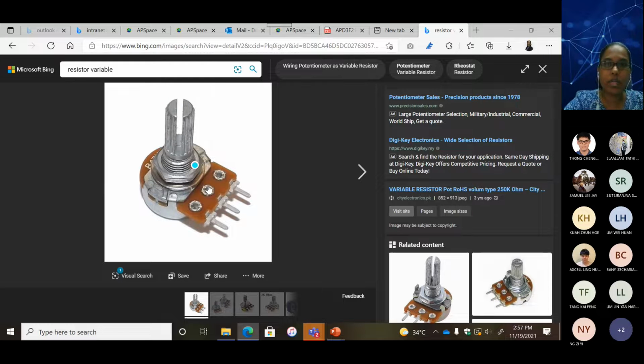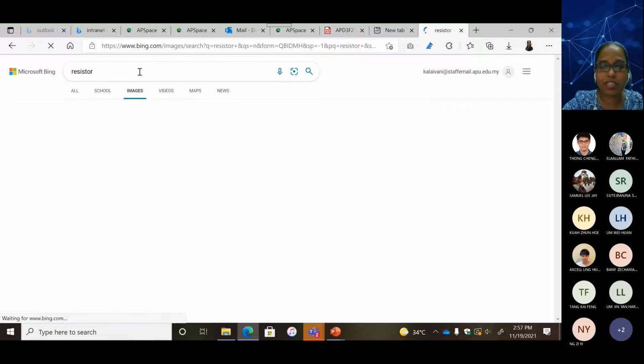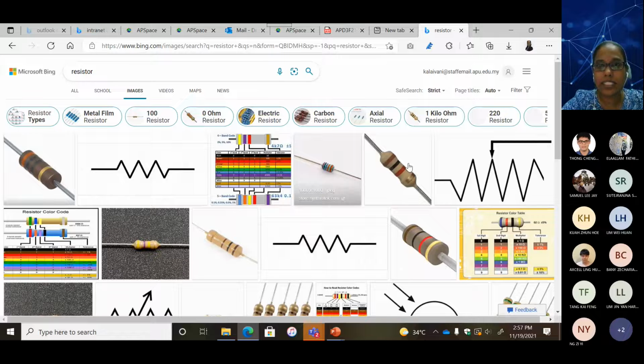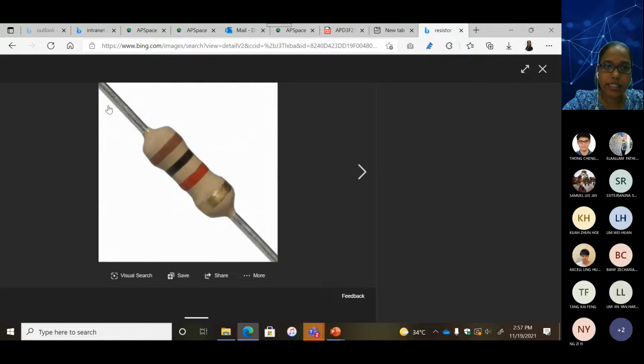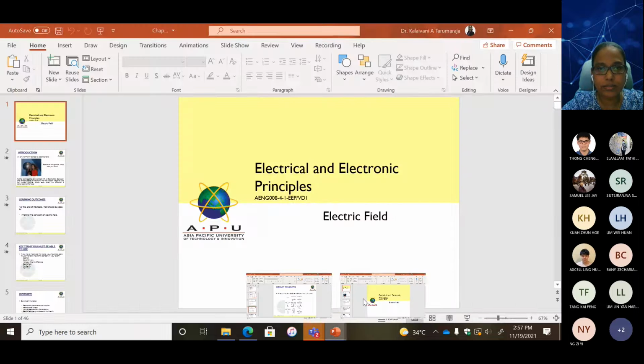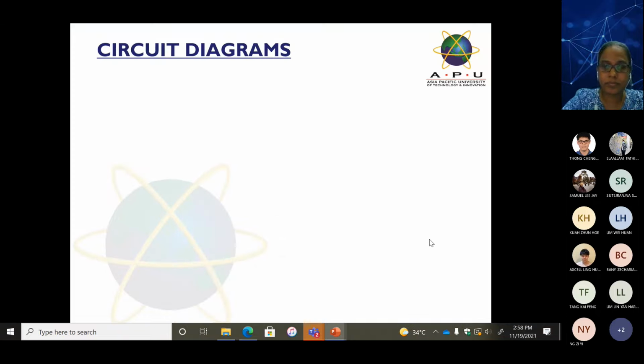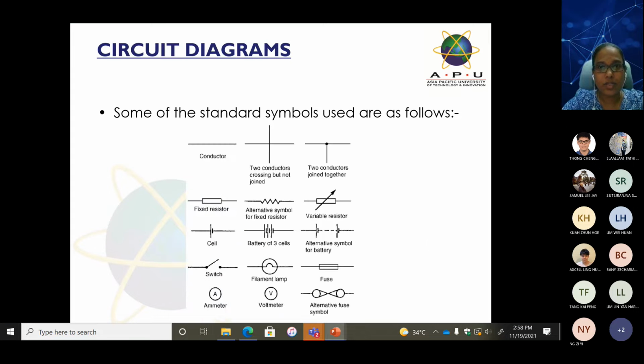So that's the time we need a variable resistor. A variable resistor has three terminals. A normal resistor only has two terminals. Two terminals means two links. I always use the word link, but the proper word is terminal. So we have a terminal on this side, and one more terminal on this side. This is what I call a terminal. Okay, let's go back to our slide here. So that is a variable resistor.